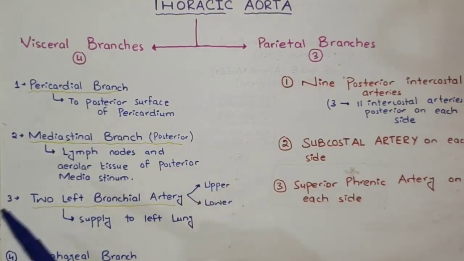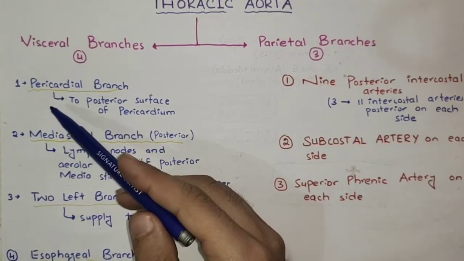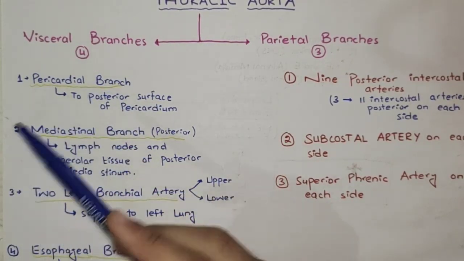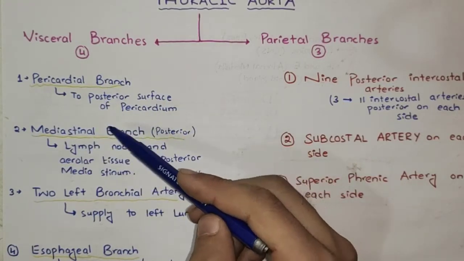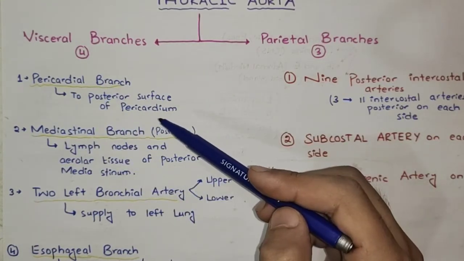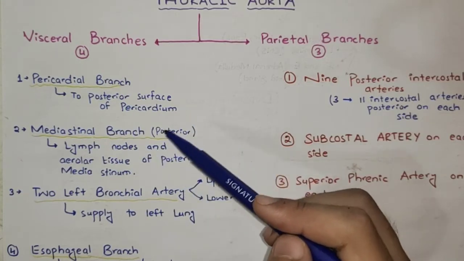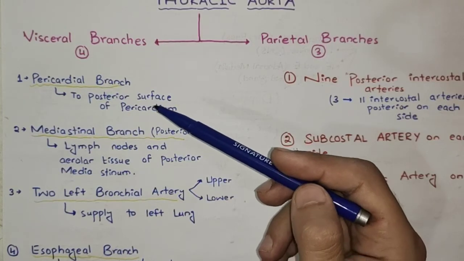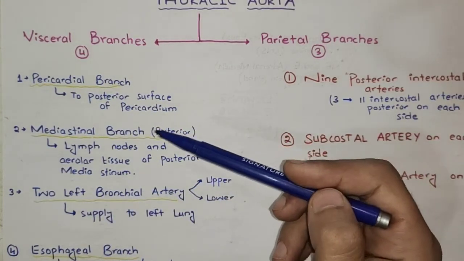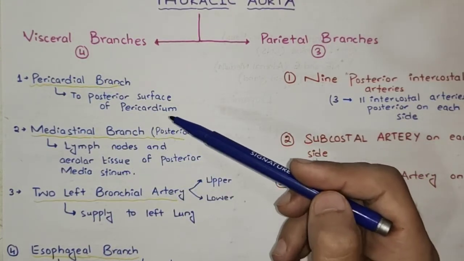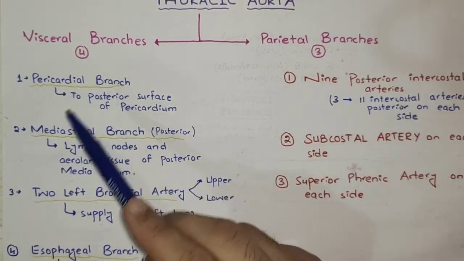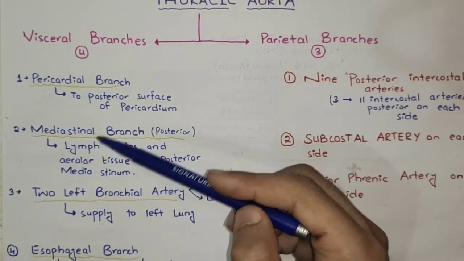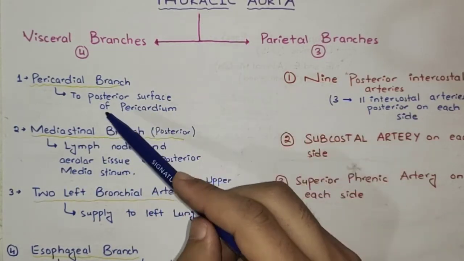First is the pericardial branch. As is known from the name, pericardial means it will supply the pericardium of the heart. So what is pericardium? It's the outer covering of the heart that protects the heart from injury. It also has pericardial fluid which protects it from friction when the heart contracts and relaxes. So pericardial branch will supply the posterior surface of the pericardium. It comes out from the thoracic aorta. It is the direct branch of the thoracic aorta.